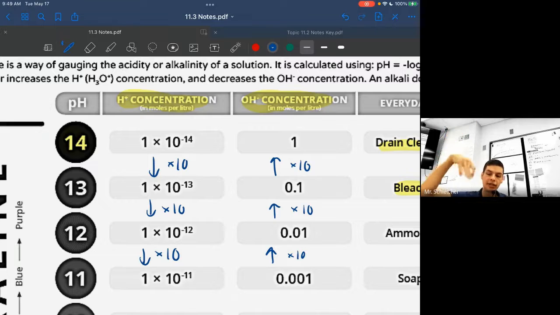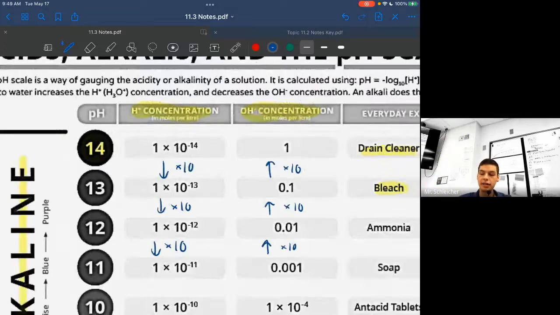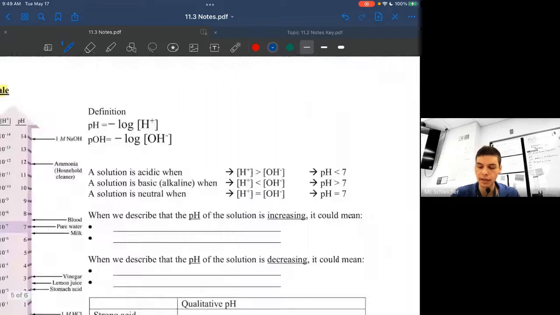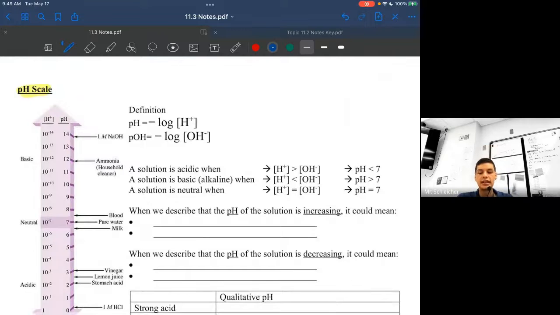Whenever you go down in pH, it seems like the opposite happens, and the amount of H plus goes up. So just knowing that, let's look at the definitions back on the last page. What is the definition of everything going on here? Notice that the concentrations of H plus and OH minus in solution went up or down by times 10 for every single pH number.